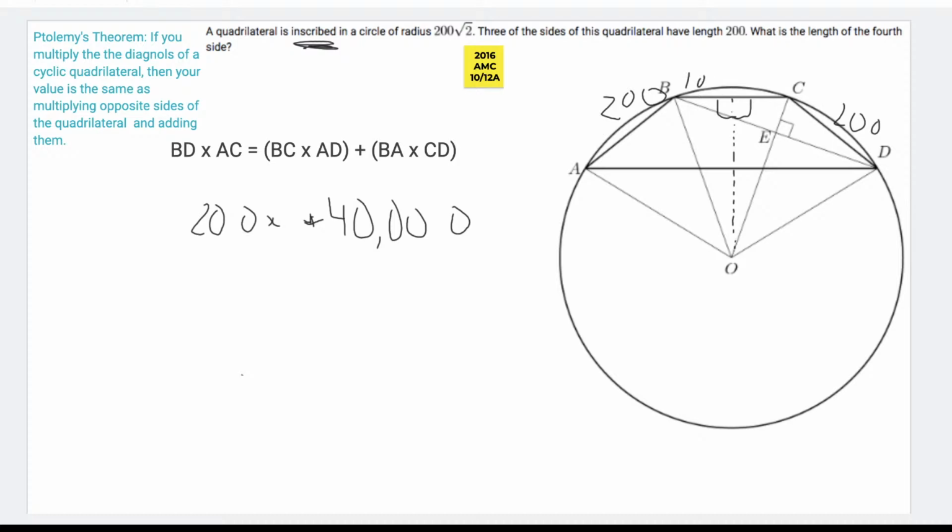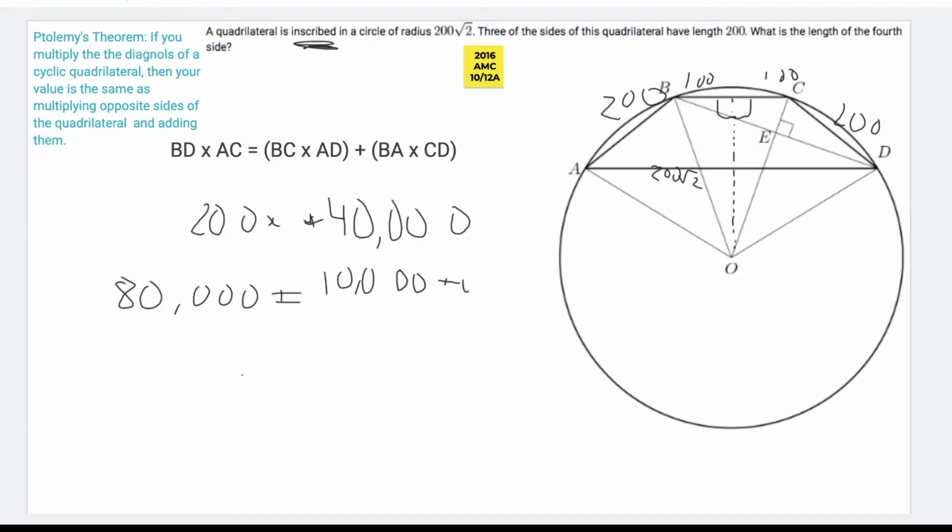Now we know that BO is just the radius, which is 200 times the square root of 2. And now we can use the Pythagorean theorem to find the height. The Pythagorean theorem states that the hypotenuse squared equals the leg squared plus the leg squared. 200 times the square root of 2, squared, is 80,000, because 200 times 200 is 40,000, and the square root of 2 times the square root of 2 is 2. So 80,000 equals 100 squared, which is 10,000, plus, let's call this y, y squared.